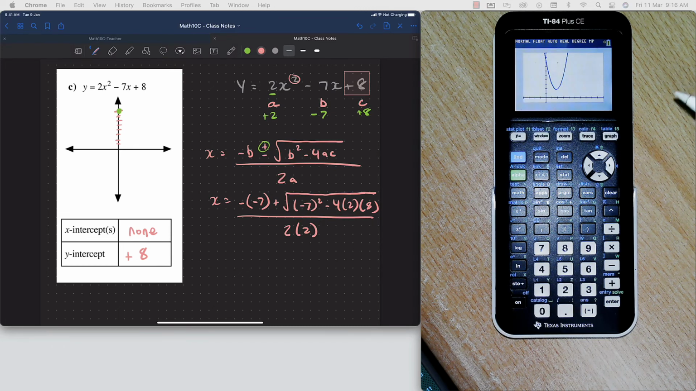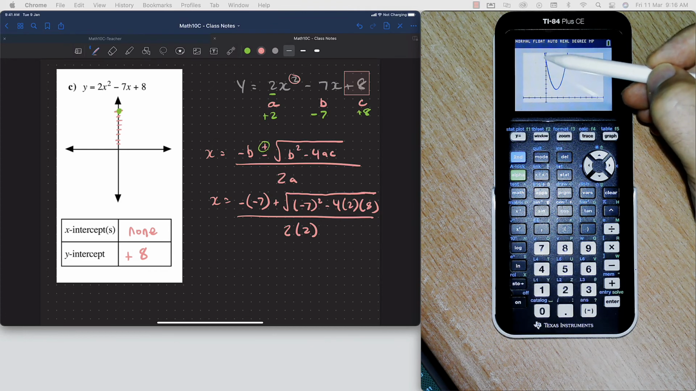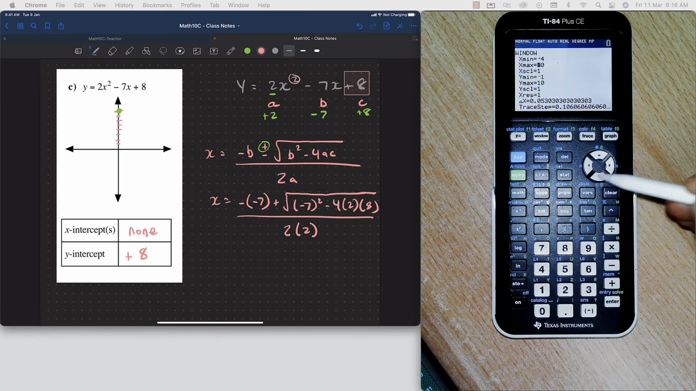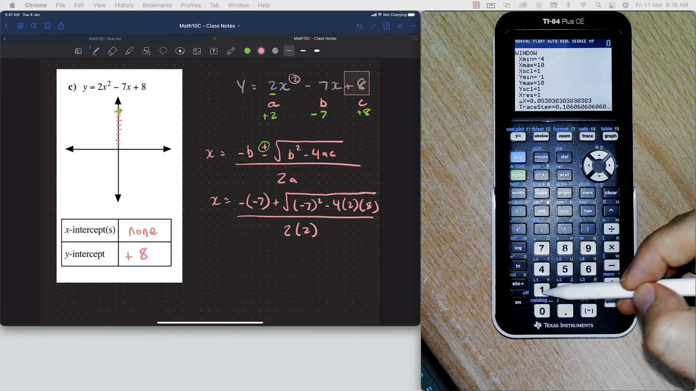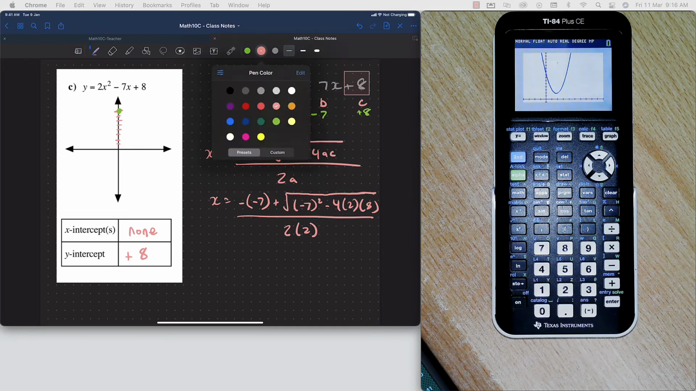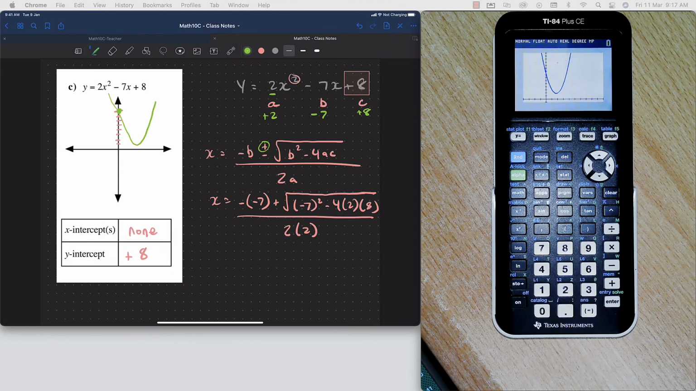Looks pretty good. And I want to be up a little bit more, you know, just so I can see that point right there a little bit. So if I go back into window, that's my Y max. So instead of 10, I'll choose 15. Graph that again. Oh yeah, that's looking good. Okay, so our graph is looking something like this. It's coming down and then hitting that point, going back up like that.